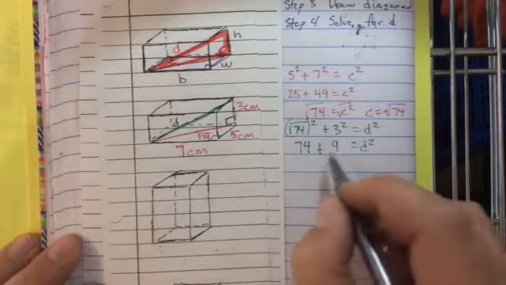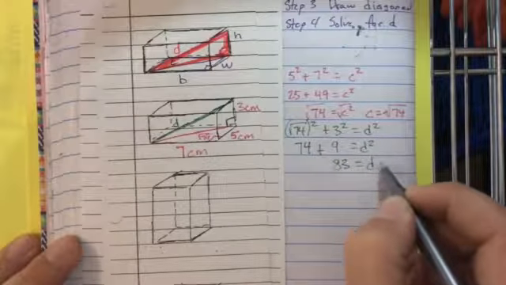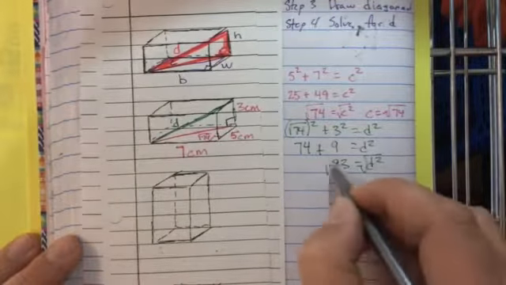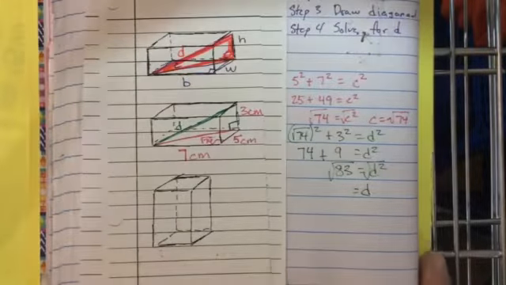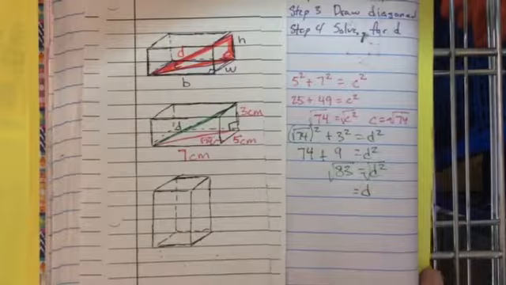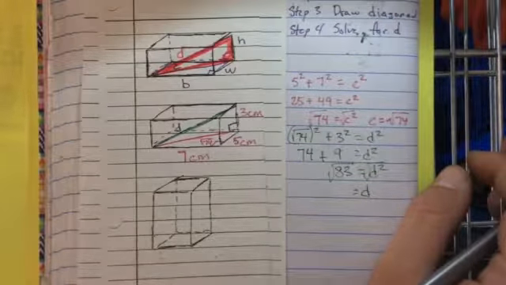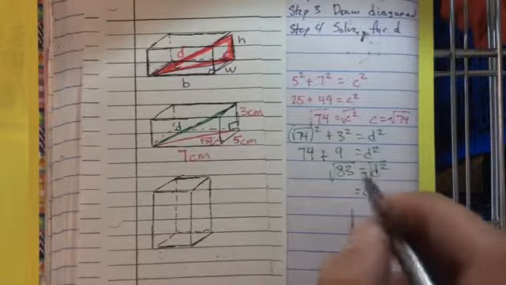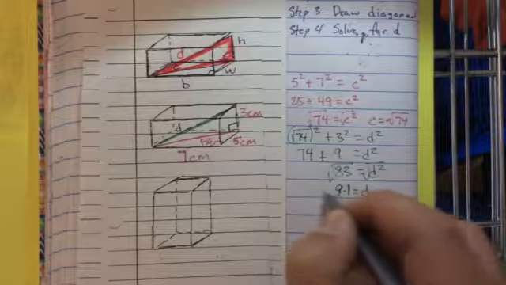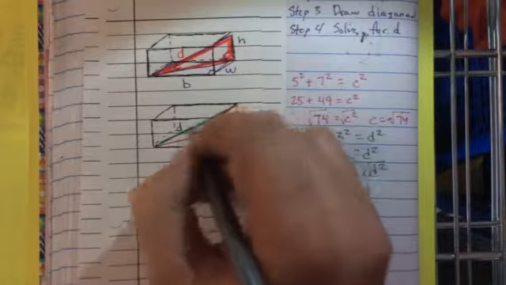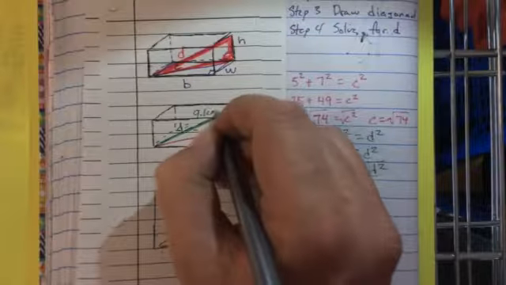So 74 plus 9 is 83 equals D squared. But when we find D, we're going to go ahead and actually solve. So calculate at work. The square root of 83 is 9.1. So 9.1 centimeters. So this length of the diagonal right here is 9.1 centimeters.